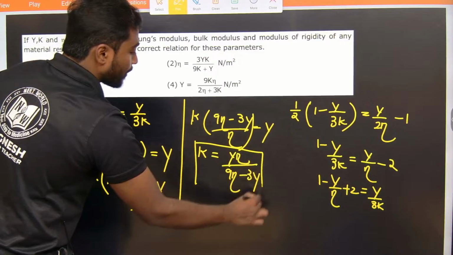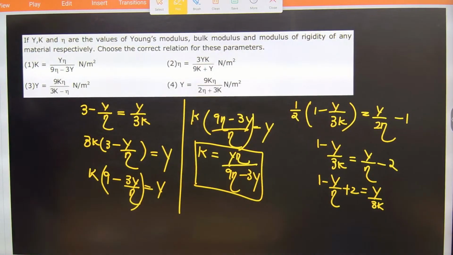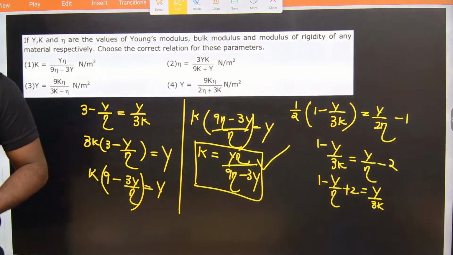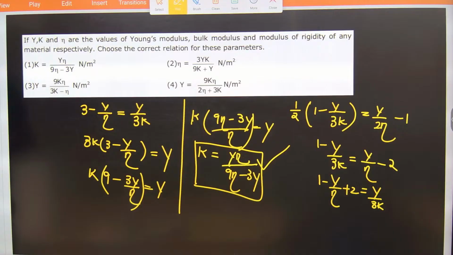Is this the given option? Check it: y eta by 9 eta minus 3y. Yes. So from the first option itself I got the answer. Option 1 is the answer. Got it? Can we go for the next question?